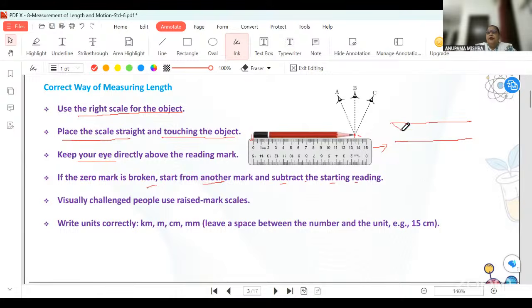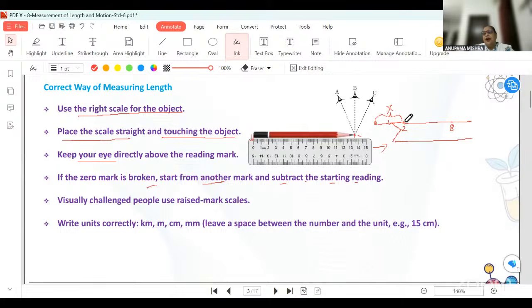And it is broken from here, and it has started from here too. So place this object from here, and suppose the object is 8 centimeters. If it is 8 centimeters, what you have to do is, 0 to 1 and 1 to 2 is not there. This is missing.